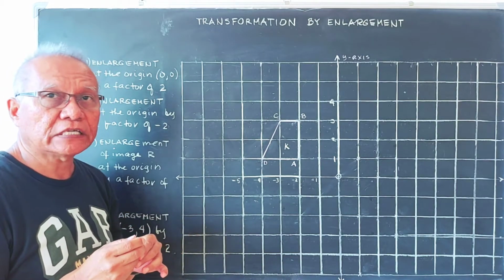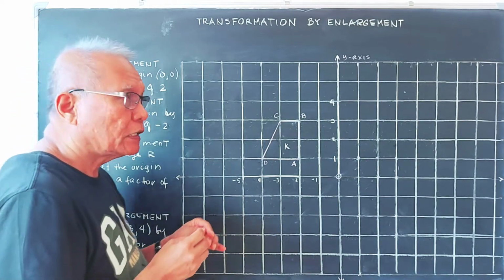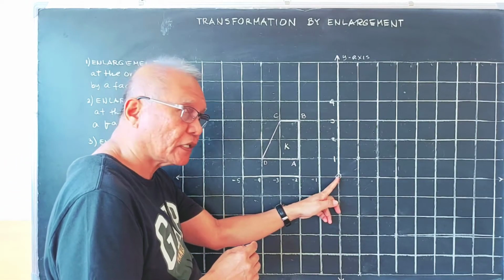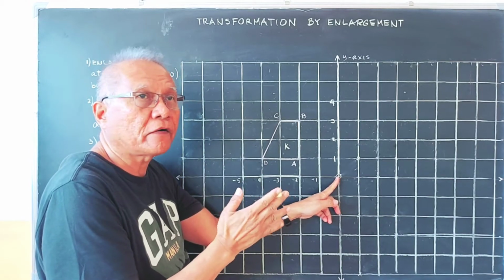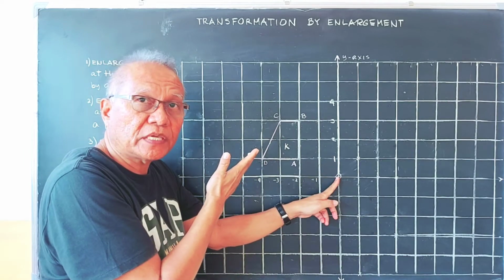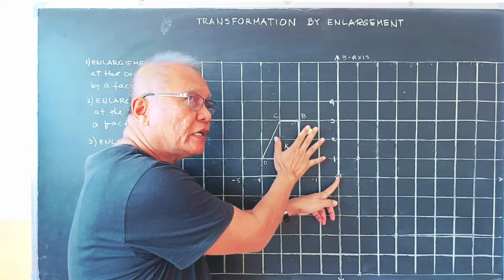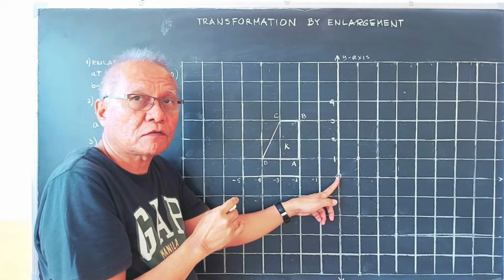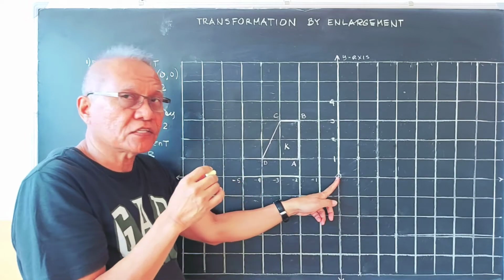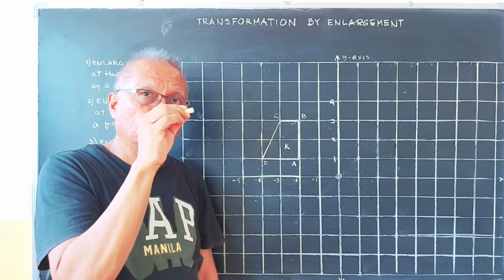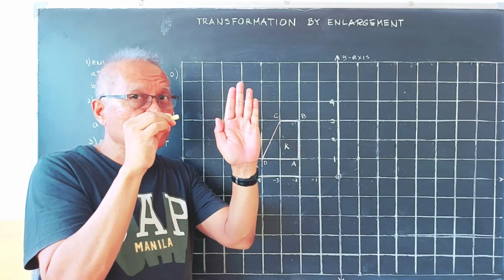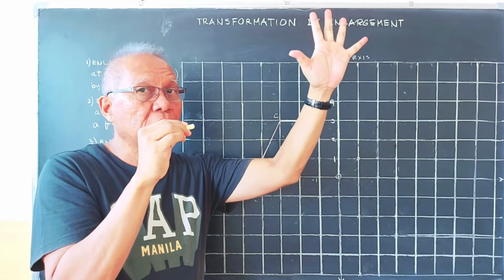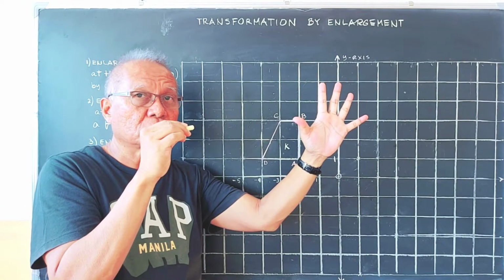that center of enlargement. When we have a positive factor, the image and the enlarged image will be on the same side of the center of enlargement. Whether that is smaller or bigger, they are on the same side if the factor is positive. For example, if this one is the center of enlargement and our image is here, the enlarged image will be on this right side. If that is a positive factor, same side.